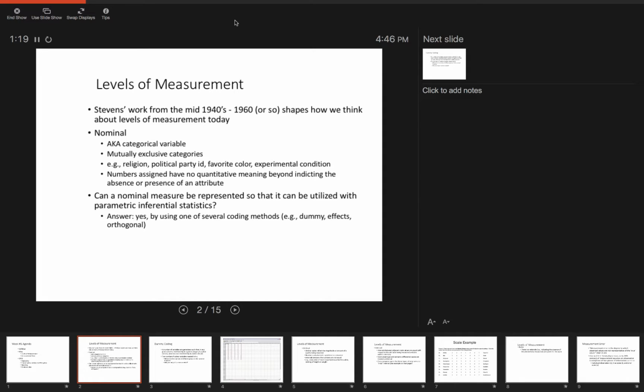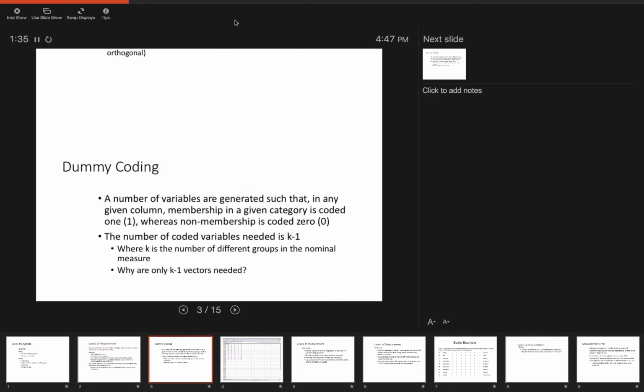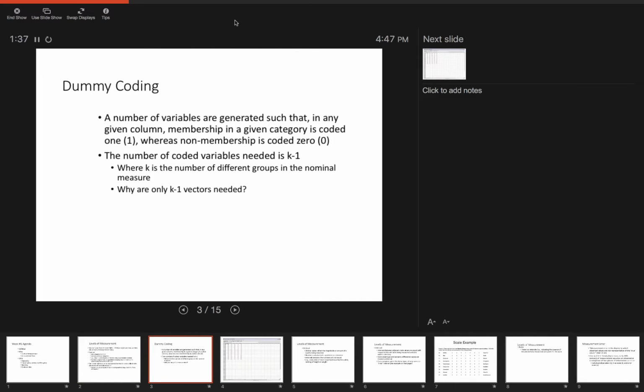And so the answer is we can take a nominal level measure and we can convert it in a way that would allow us to use it with the kinds of statistics that we're going to talk about in this class. The most common way of doing that is dummy coding, and so I just want to talk a little bit about that. Dummy coding is something that you'll have to do with the data that you're working with for sure.